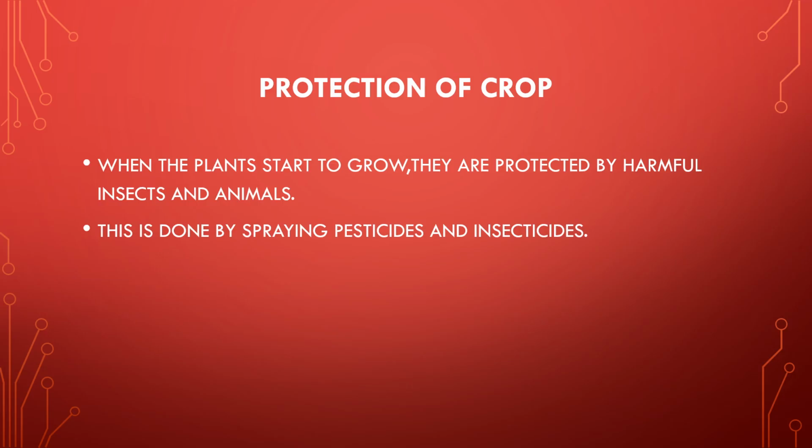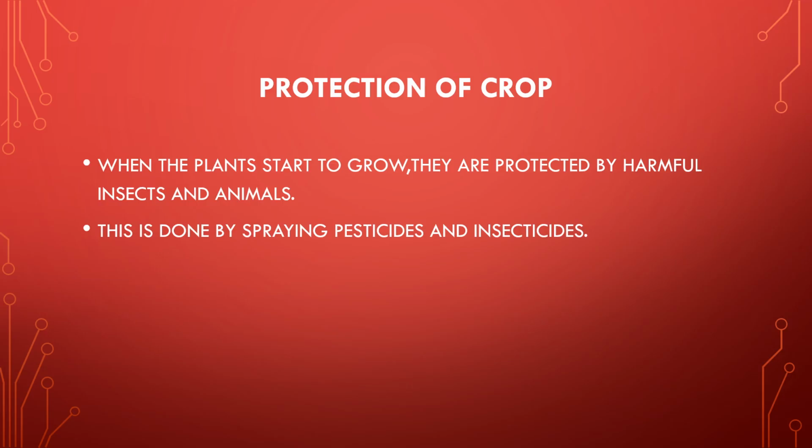Protection of the crop. When the plants start to grow, they are protected from harmful insects and animals. This is done by spraying pesticides and insecticides. This is also very important when many insects come and attack the crops. It is important to ensure that the crops can grow suitably.